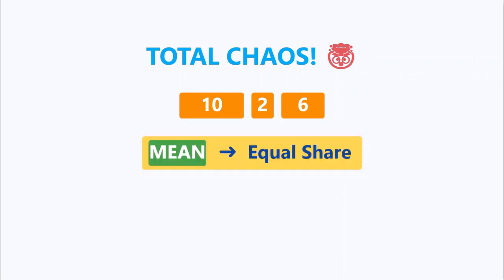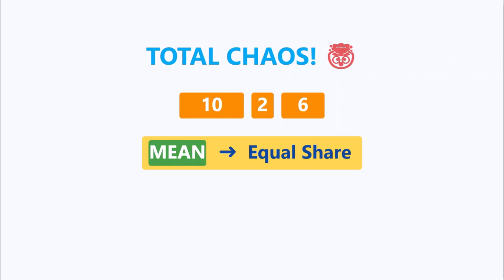Stop. Look at these toy boxes. One box has 10 toys, another has only 2, and the last one has 6. That's totally unfair. We need one magic number that makes all boxes equal. That special sharing number is called the mean.